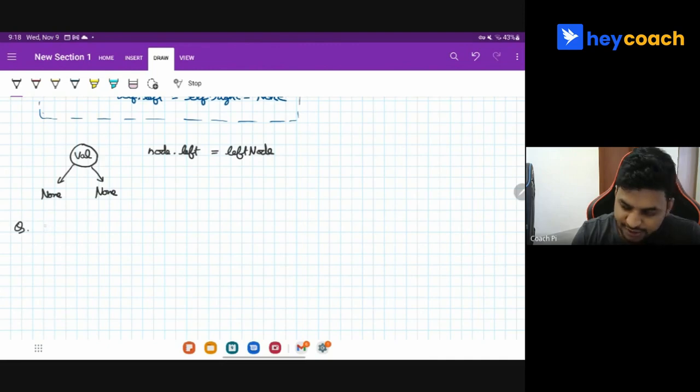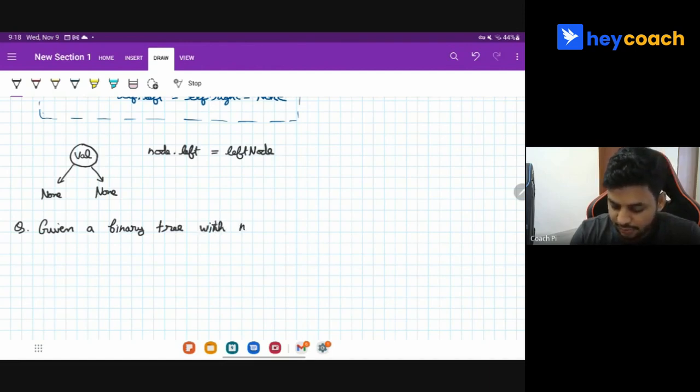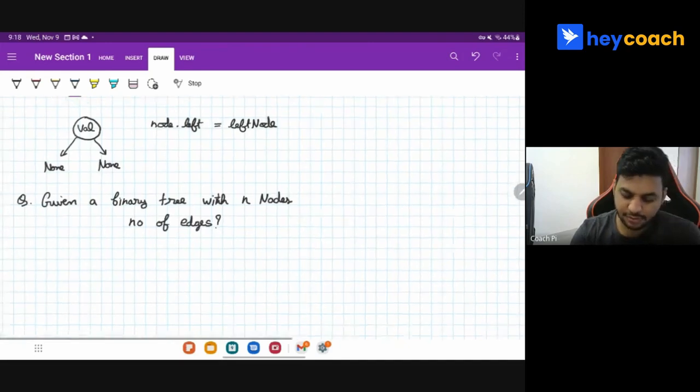So the question is, given a binary tree with n nodes, we have to find the number of edges of this binary tree.